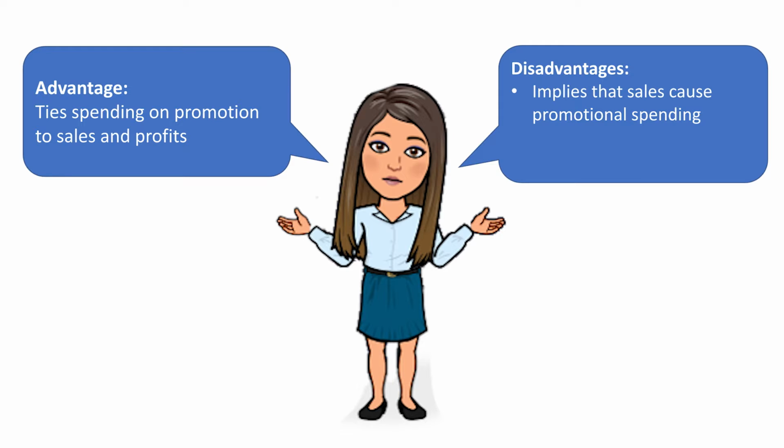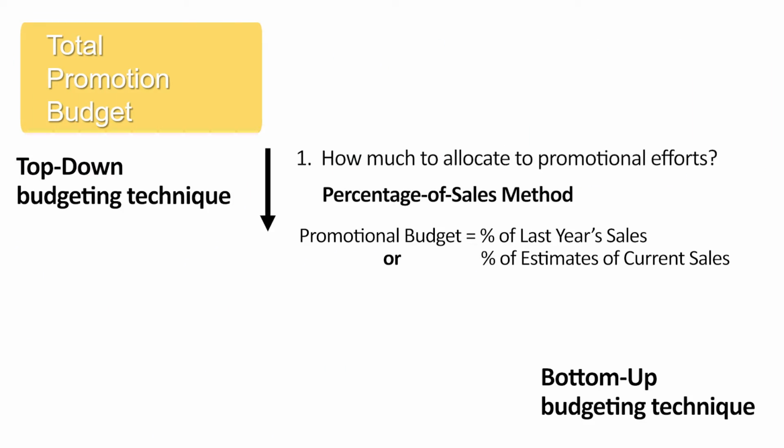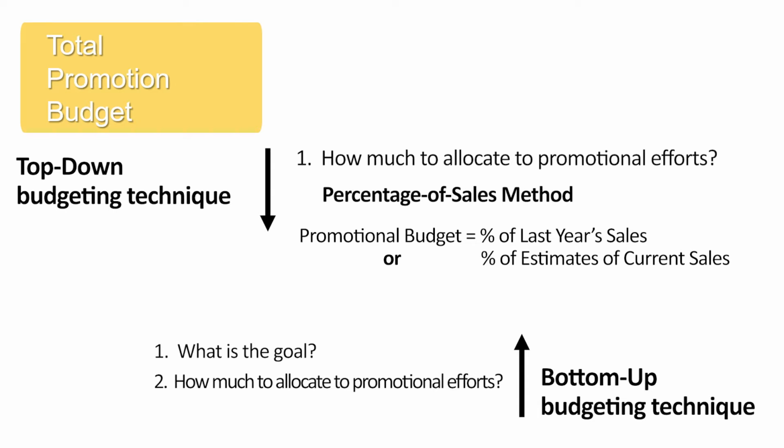Another problem with top-down techniques is that budget decisions are based more on established practices rather than on promotion objectives. An alternative approach is bottom-up budgeting techniques, which identify the promotion goals the company attempts to achieve. Managers then define how much to allocate to promotional efforts to meet that goal. This bottom-up logic is at the heart of the objective task method, which is gaining in popularity.